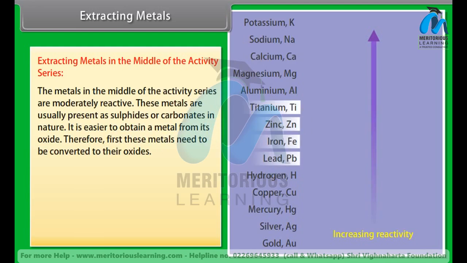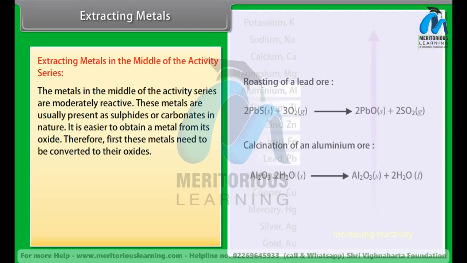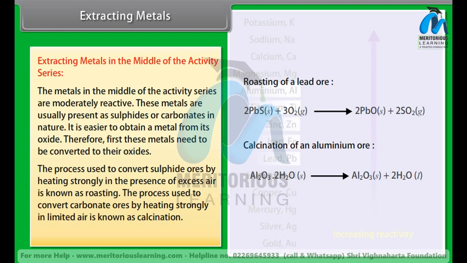The metals in the middle of the activity series are moderately reactive. These metals are usually present as sulfides or carbonates in nature. It is easier to obtain a metal from its oxide. Therefore, first these metals need to be converted to their oxides. The process used to convert sulfide ores by heating strongly in the presence of excess air is known as roasting. The process used to convert carbonate ores by heating strongly in limited air is known as calcination.